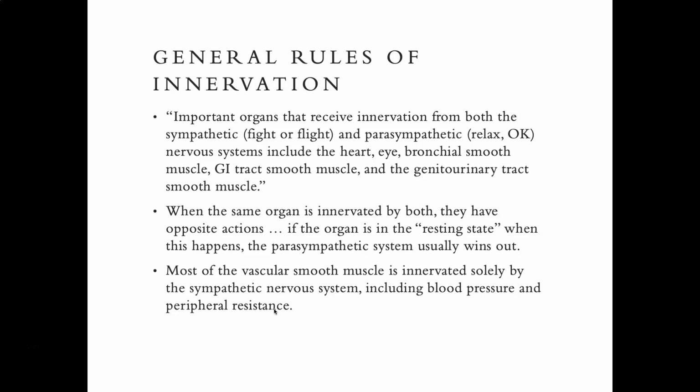The rule is that when the same organ is innervated by both, they will have opposite actions. So if the organ is in a resting state when it happens, the parasympathetic system will usually win out. If it's in an active state when this happens, then the sympathetic system will win out usually. Most vascular smooth tissue is innervated solely by the sympathetic nervous system. And that means, for blood pressure and peripheral resistance, the sympathetic nervous system is going to win out every time if there's a competition between sympathetic and parasympathetic, which makes sense.